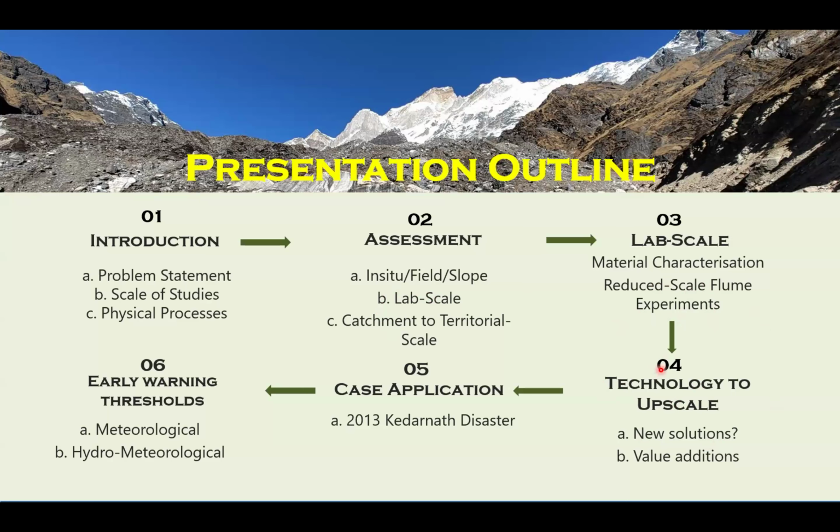So we need to look into the technology which will give us an upscaling of the component developed from the lab back to the field, because the disasters are happening in the field. And we have a test application, though it is something like 13 years old. We are still working on this problem in order to get the meteorological as well as hydrometeorological thresholds that will develop into an early warning system. So that is how this presentation will go today.